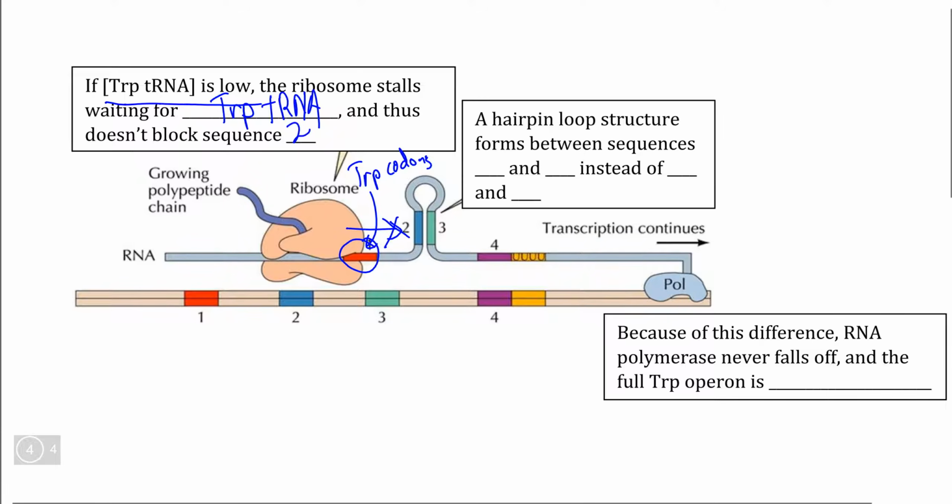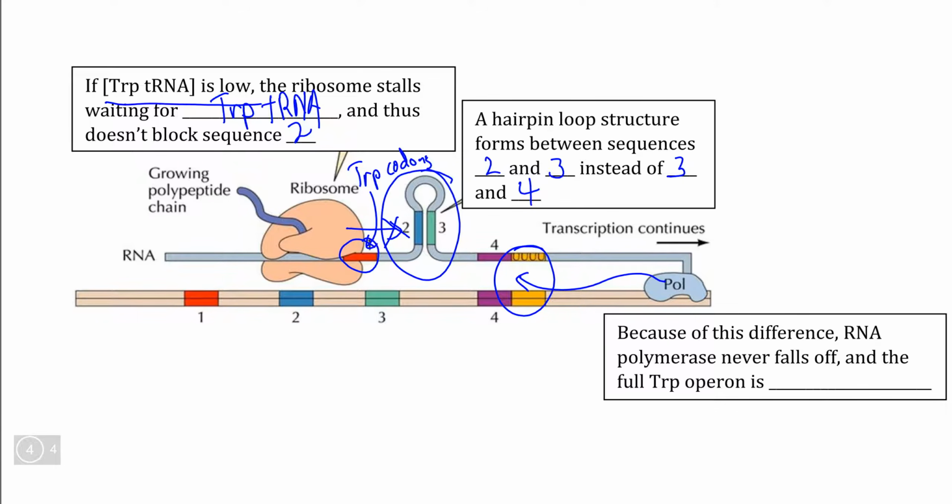the ribosome is not going to advance and not going to block sequence number 2, meaning that instead of getting a hairpin loop between 3 and 4, which causes the polymerase to detach, this hairpin loop is going to form between sequences 2 and 3 on the attenuator. As a result, the polymerase molecule is not disrupted from falling off of the DNA sequence, and transcription is going to be able to continue.